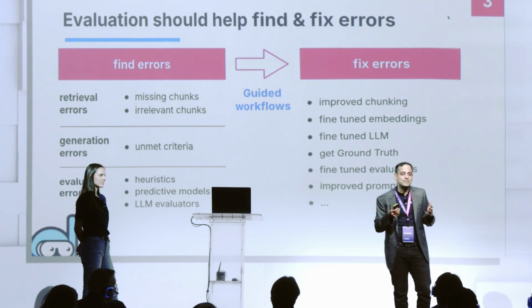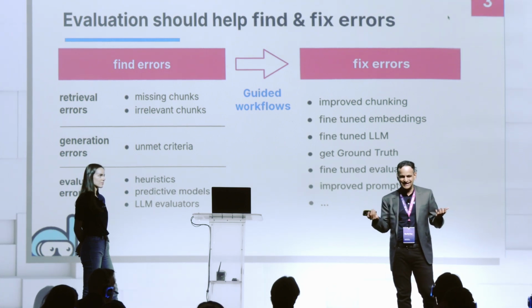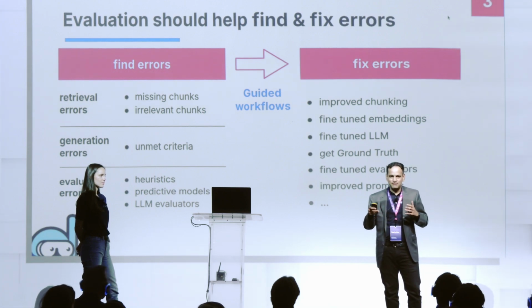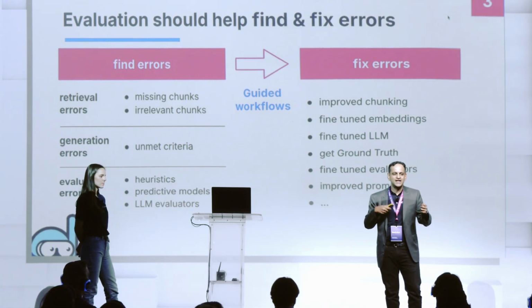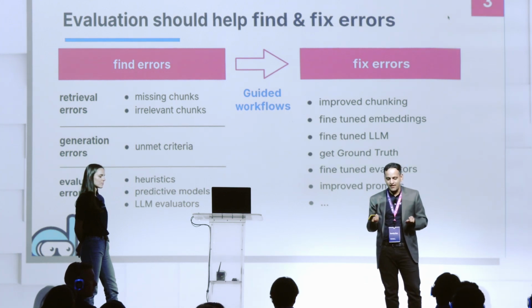Or there could be errors in your evaluator. Like, who's going to judge the judge? The judge can make mistakes too. So this is something like you're building the car as you're driving it. You're building your evaluation system as you're using it to test LLMs. And that's what makes this process really hard.